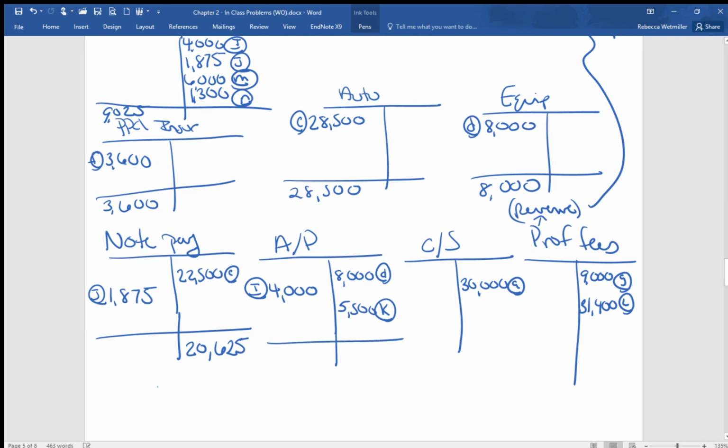Okay, if I come to my accounts payable, I would do 8,000 plus 5,500 minus 4,000, and I would end up with a credit balance of 9,500.